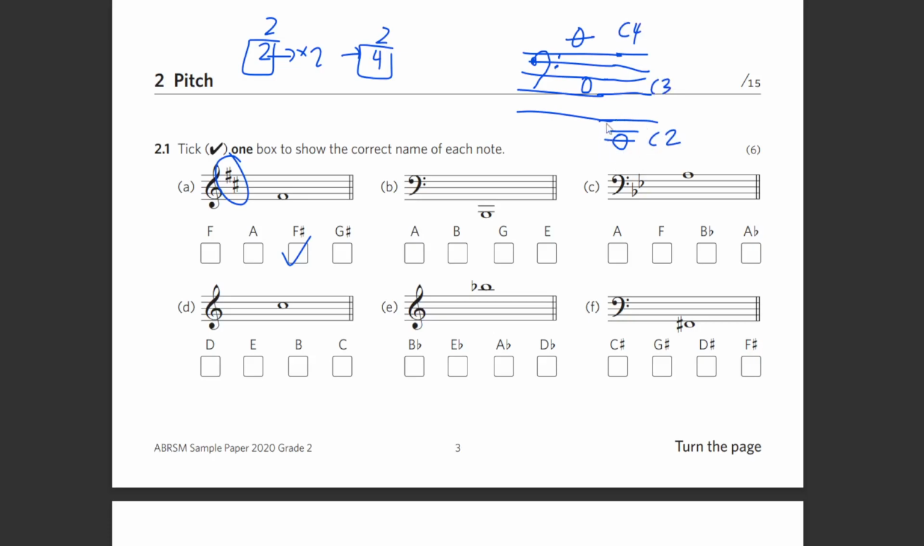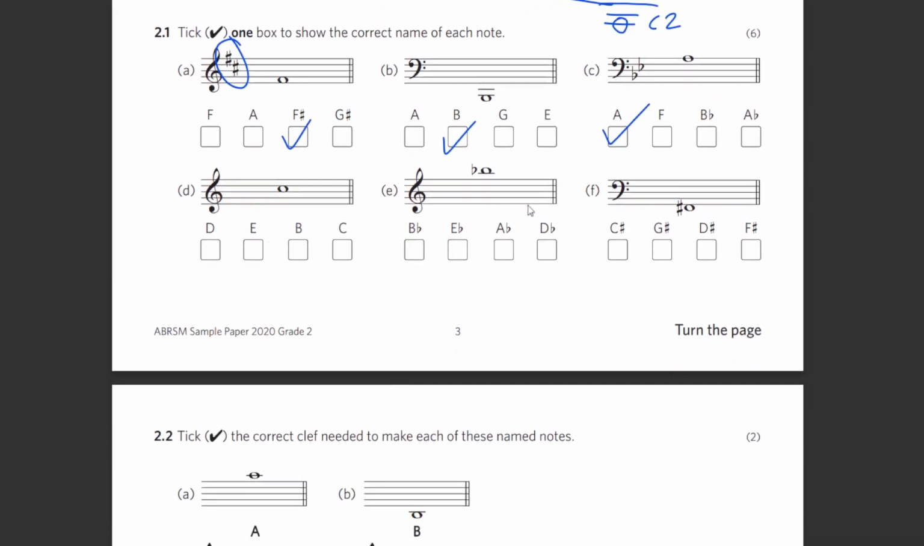So if we know that this is C, this note is lower than this note. So this is C, then go down, it will be B. So this will be B. Okay. Next, let's look at this note here. There's B flat and E flat, but this note is A. So it is just A because there's no A flat in the key signature.